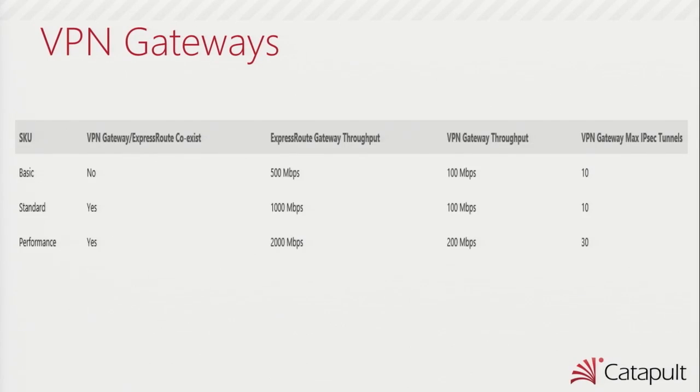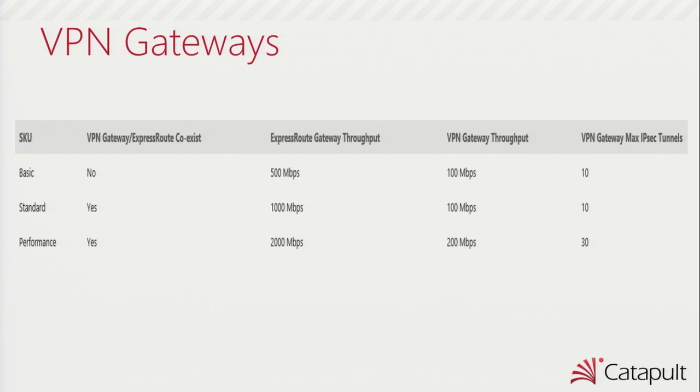VPN Gateways. So you put one of these on. This is basically your gateway into your VNet, right? There are three levels, 3 SKUs: basic, standard, and performance. These are the throughputs you're going to get with each of those tiers, and potentially crucially as well, the number of IPsec tunnels that you can establish. So if you've got a standard site-to-site VPN gateway, you're going to get a maximum of 100 megabit per second throughput, and you can have a maximum of 10 IPsec tunnels.